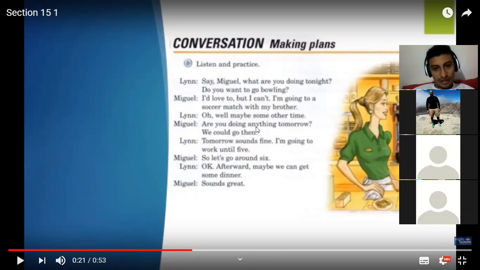Are you doing anything tomorrow? We could go then. Sorry, the intonation is different. We could go then. What's the meaning of then in this context? That's why I changed my intonation. Almost there. The meaning you're suggesting, Wilbur, is we could go then, like what I said, right? But here, it's like podemos ir en ese entonces. It's a different meaning. We could go then. Is that clear?